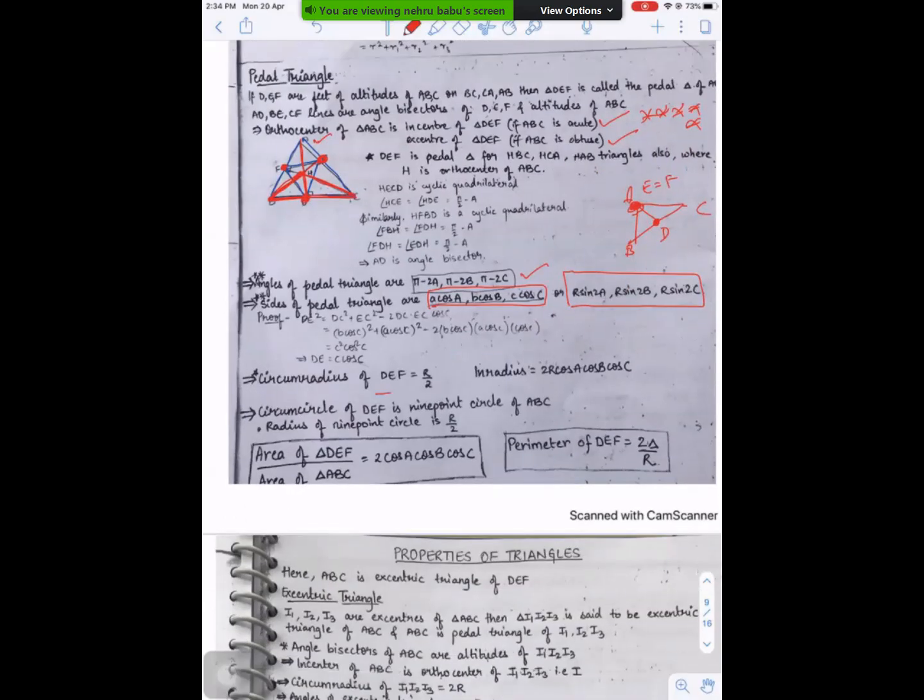And the circumradius of this DEF is capital R by 2. It's half of the circumradius. If you remember, this circumcircle is what? Circumcircle of the pedal triangle. Nine-point circle. Exactly, the nine-point circle of ABC will come. The circumcircle of DEF is the nine-point circle of ABC, and we know that the circumradius is R by 2. So we'll get this. Just observe these statements.